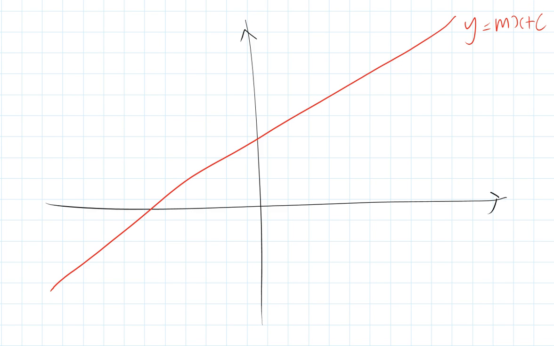I don't really know very much about m and c at this point. I know that c is positive because this intercept is above the axis, and I know that m is positive too because it slopes upwards.